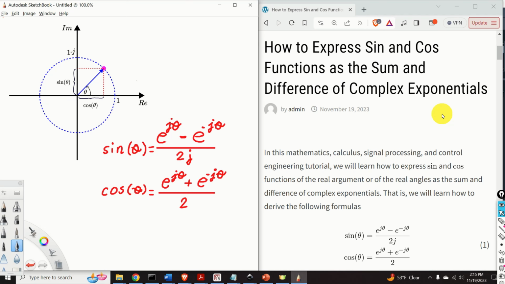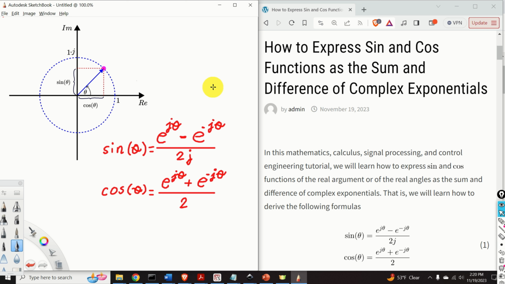Hello everyone! In this mathematics, calculus, signal processing and control engineering tutorial, we will learn how to express sine and cosine functions of the real argument or the real angle as the sum and difference of complex exponentials. That is, we will learn how to derive these formulas. In these two formulas, j is the imaginary unit and theta is the angle that is often expressed in radians.